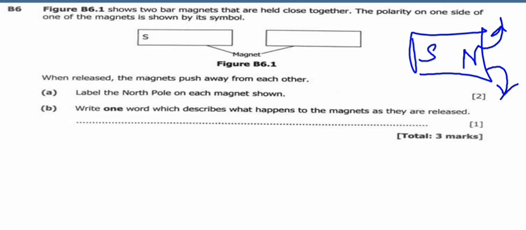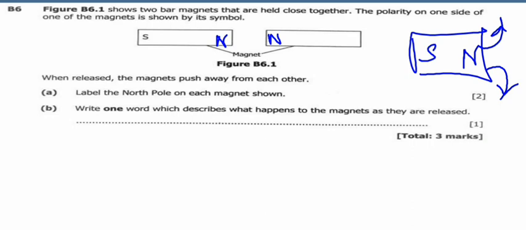So the question is saying label the north pole on each magnet shown. So they're just saying we need to label the north pole, not the south pole. Do not include the south pole. They're just saying label the north pole on each magnet shown. So for this magnet to pull away from the other, since here we are just having the south pole, it means the north pole is remaining on this side here. Now for them to pull away from each other, even this one here is just going to be the north pole. Because like poles repel, and unlike poles attract. Okay, so that is how you're supposed to answer this one.